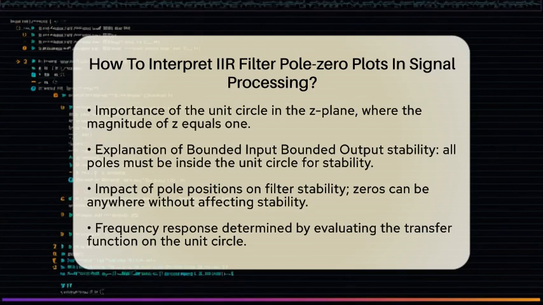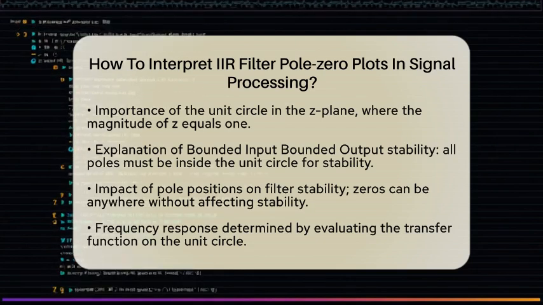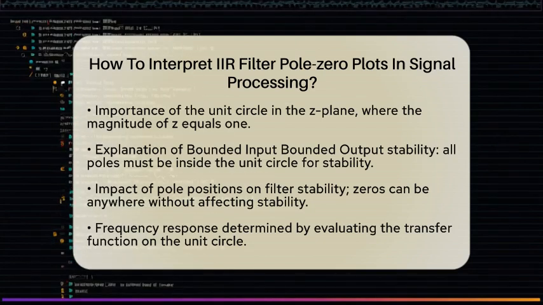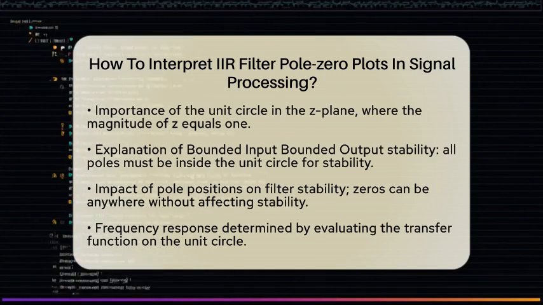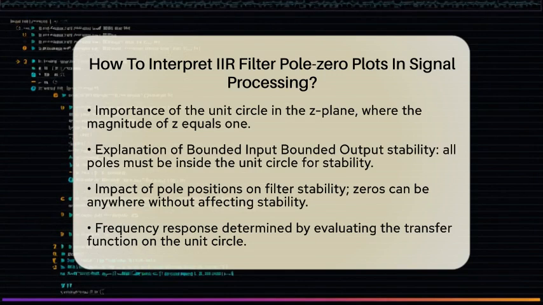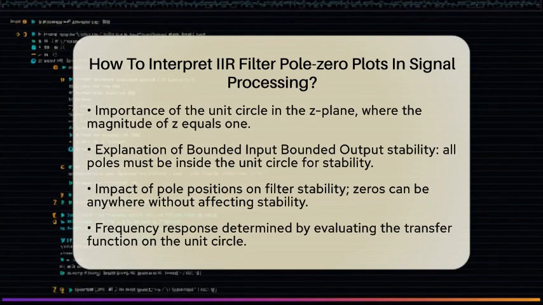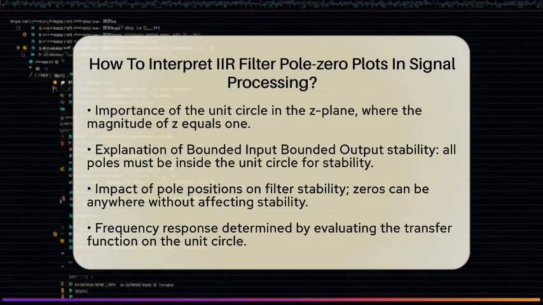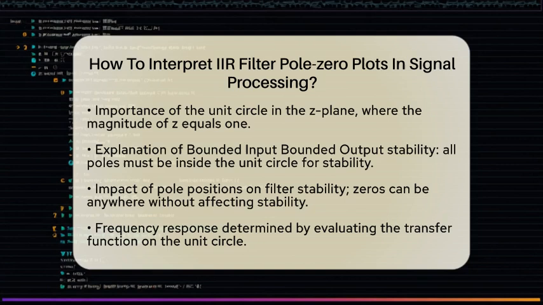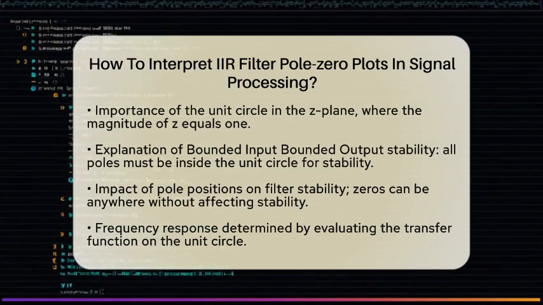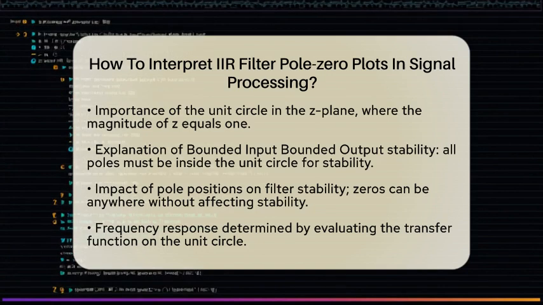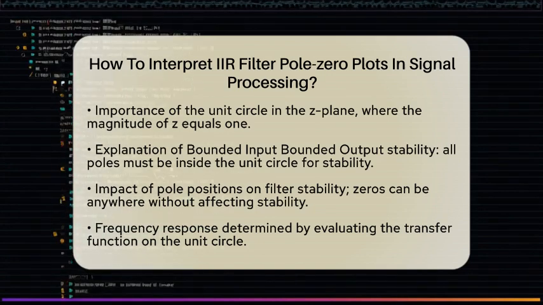When it comes to stability, it is crucial for an infinite impulse response filter to be bounded input, bounded output stable. This means all poles must be strictly inside the unit circle. If any poles lie on or outside the unit circle, the filter may become unstable or only marginally stable. And unlike poles, zeros can be positioned anywhere in the z-plane without affecting stability.